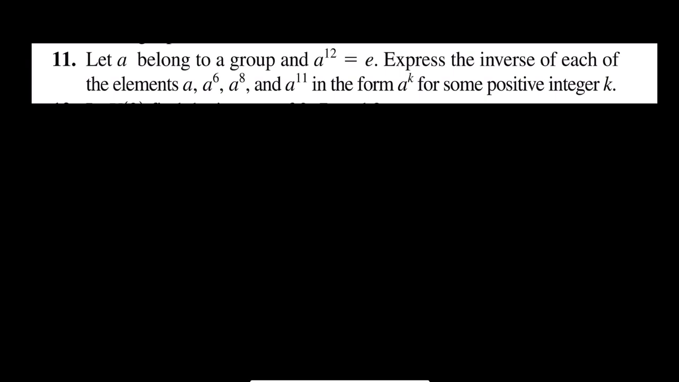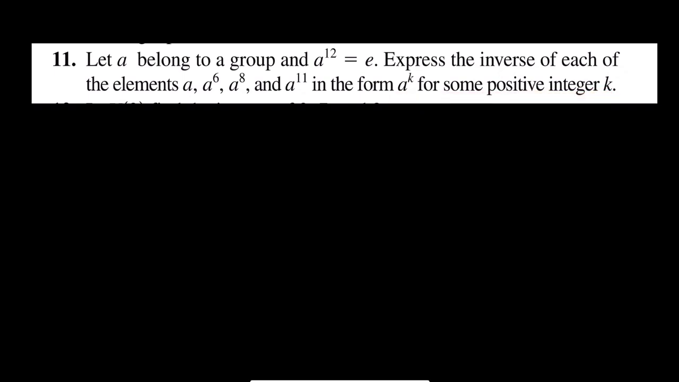In this video, we are going to solve this question from the book Contemporary Abstract Algebra by Gallian. The question is: let a belong to a group and a^12 is the identity. Express the inverse of each of the elements a, a^6, a^8 and a^11 in the form a^k for some positive integer k.